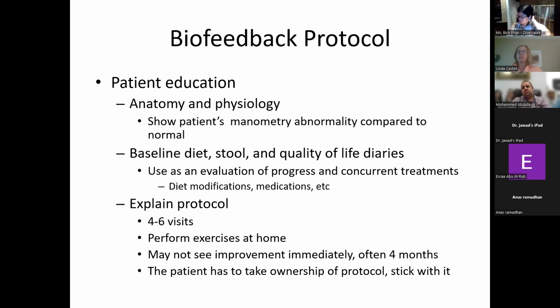We inform our patients that they're going to be performing these exercises that we're going to teach them in our session at home, and that they have to do these exercises 5 times a day to see improvement. And we also get realistic with our patients. We tell them that it may take 4 months for them to see some improvement. So stick with this protocol. Your patients have to take ownership of this and stick with it.